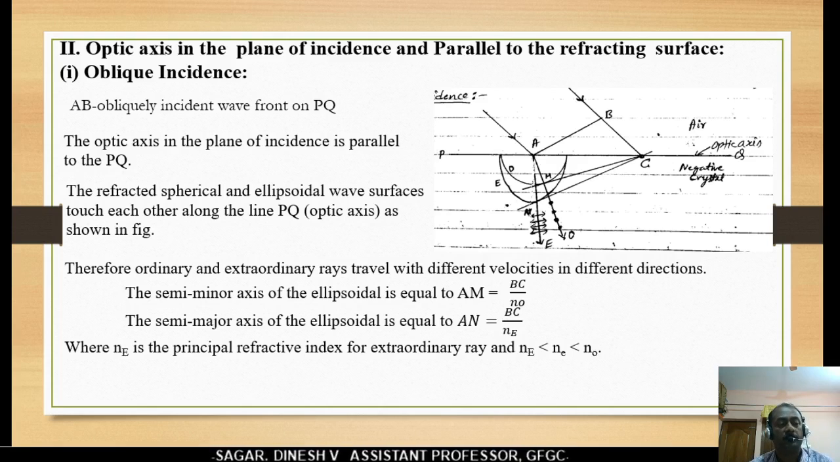The ordinary ray obeys the ordinary laws of refraction, whereas the extraordinary ray does not obey, since its velocity varies with direction. Both the ordinary and extraordinary rays are plane polarized.